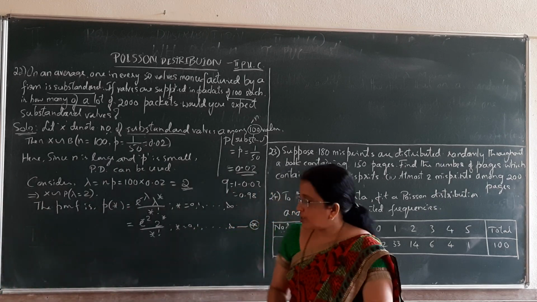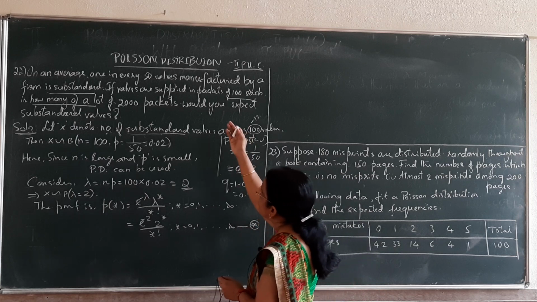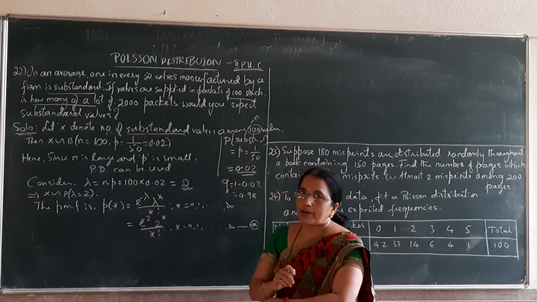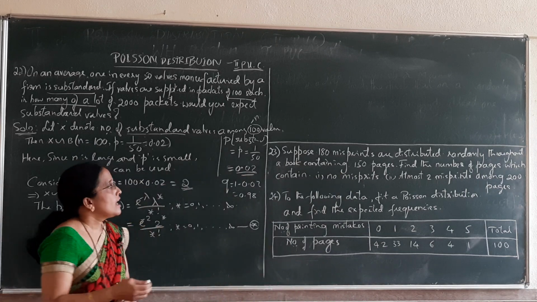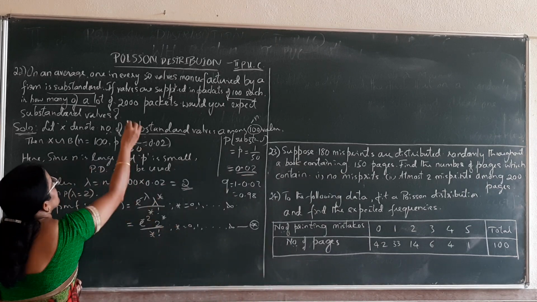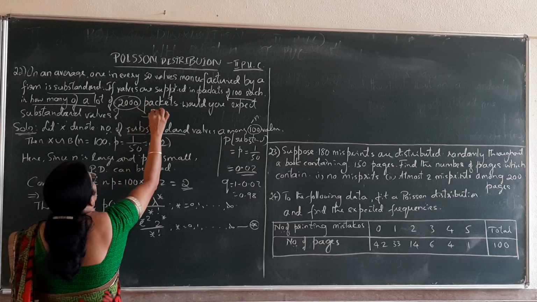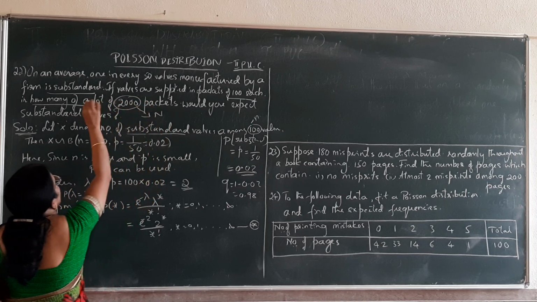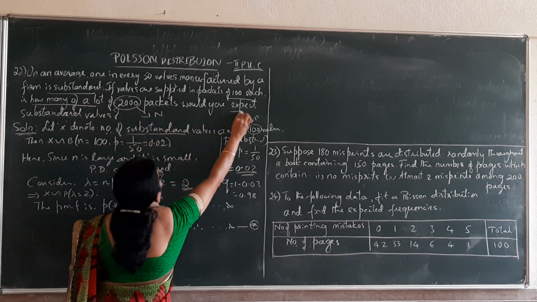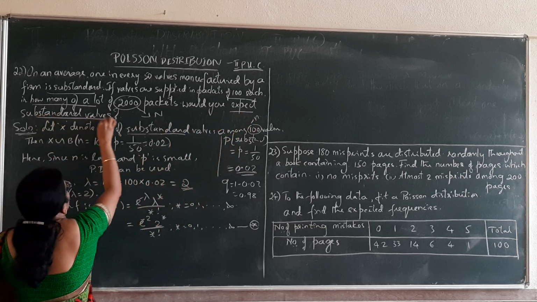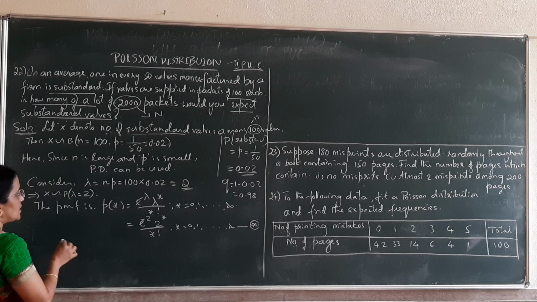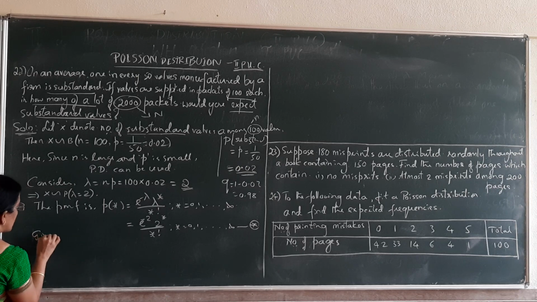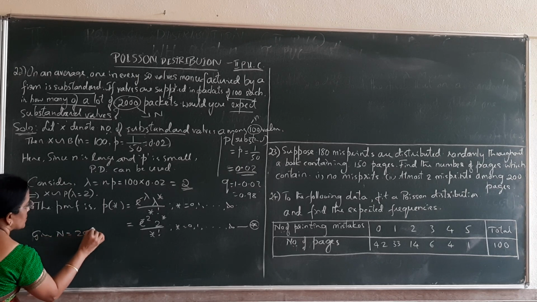Next, let us continue. We have to find the probability first. After that, multiply it by N, capital letter N. What is capital N? How many packets are there? It is given 2000 packets. Among 2000 packets, how many would you expect to contain substandard valves? So here we consider N equal to 2000.